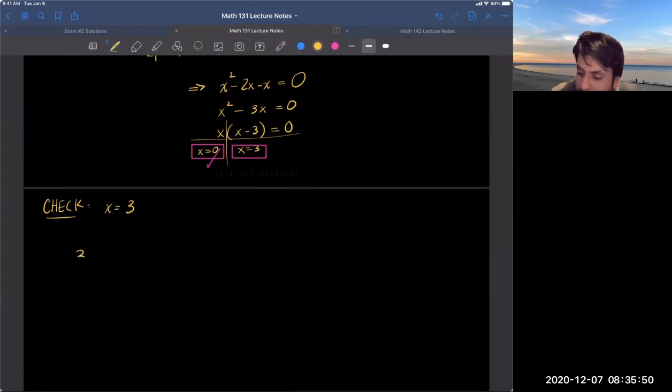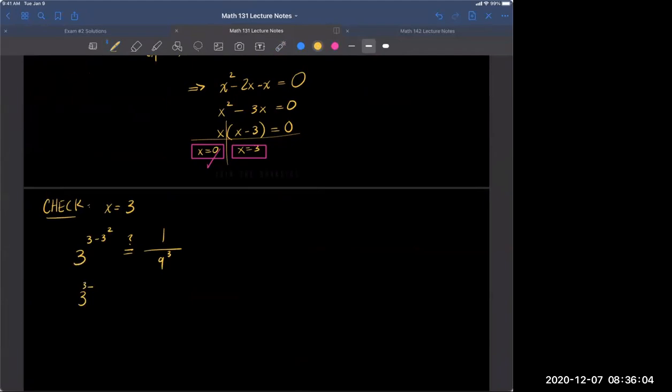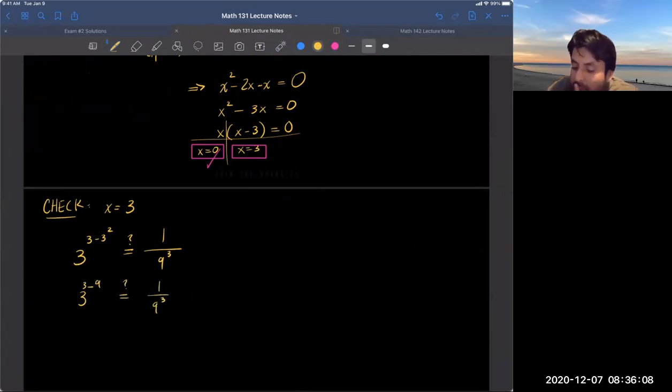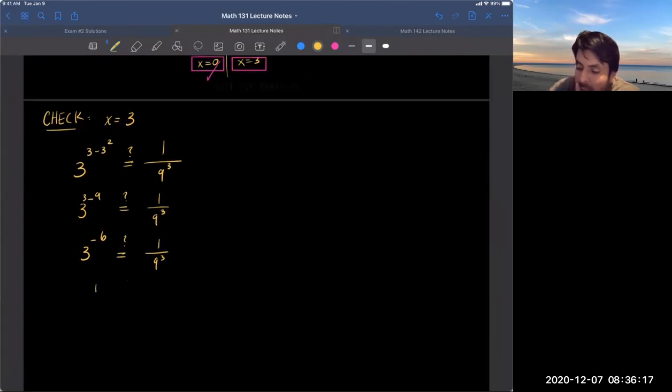So then I have to plug it in. 3 to the 3 minus 3 squared. Does this equal 1 over 9 to the 3rd power? So that's what they're asking. And then this becomes 3 to the 3 minus 9. Does this equal 1 over 9 cubed? And then this becomes 3 to the negative 6 power. Is this 1 over 9 cubed? So then you're asking what is 1 over 3 to the 6? Does this equal 1 over 9 cubed?